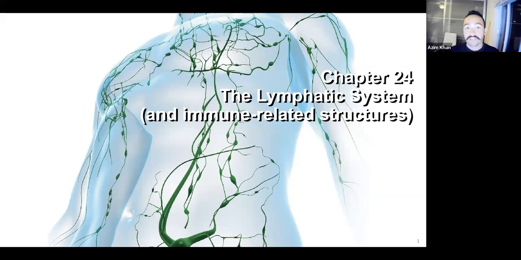The lymphatic system and immune-related structures. It's related to the circulatory system. It's kind of circulatory adjacent, but it's its own thing. And so we'll see how it exchanges things with the circulatory system and with other systems of the body.